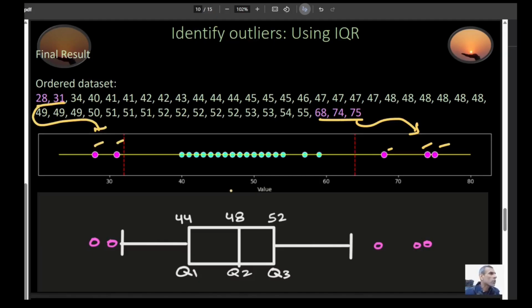Sometimes you can also see something like this in a box plot. So this is a box plot. So this is my Q1, that was 44. My Q2 was 48 and my Q3 was 52. So this is my Q1, Q2, Q3, and any value that falls on this side or this side, these are my outliers. This would be my lower bound or minimum value, and this would be my upper bound or maximum value.